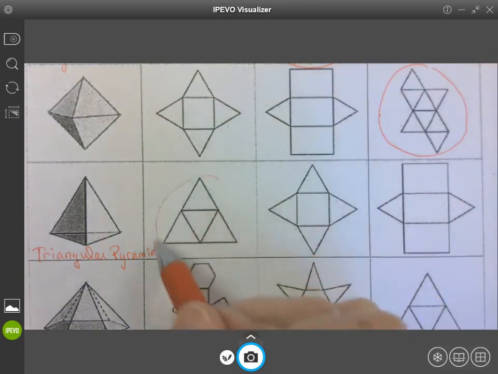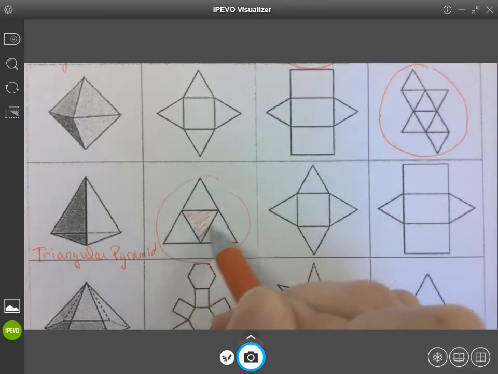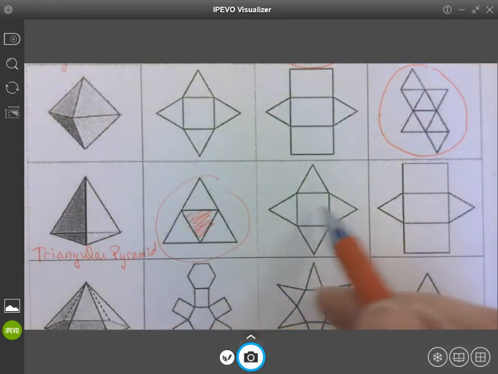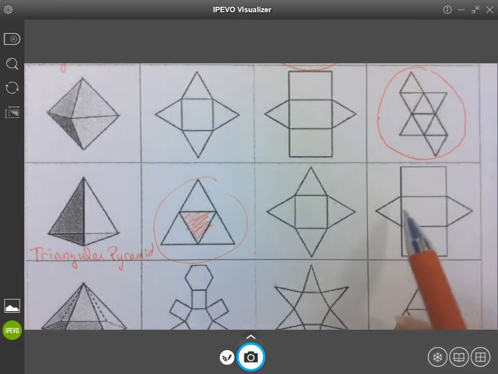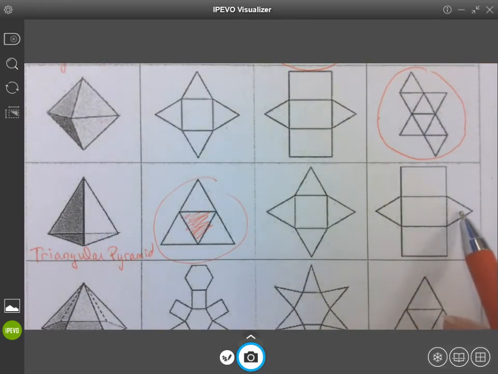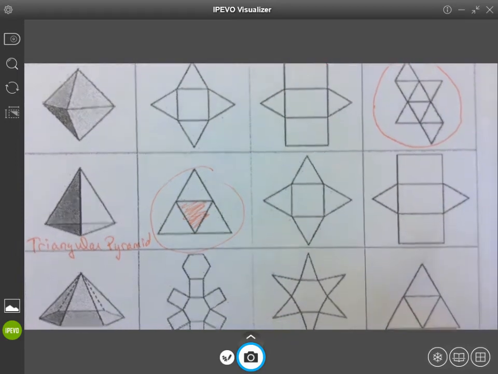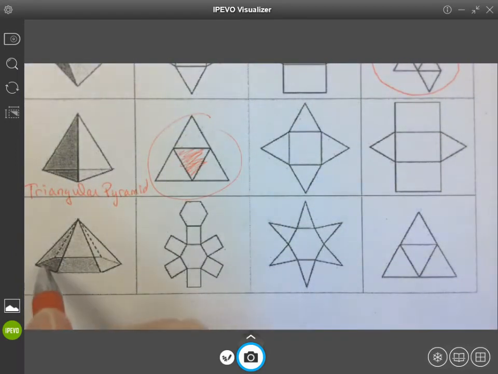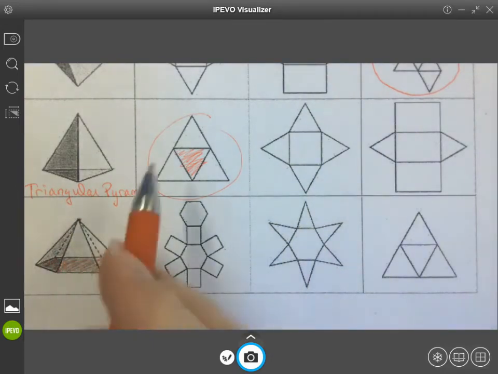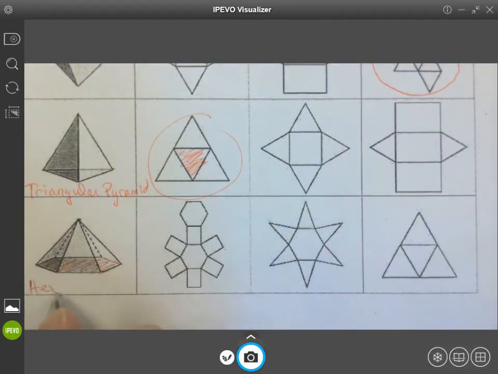All right, which is the net? Should be this first one. See your triangular base? This one is a pyramid, but it's got a square base. This one is a triangular prism because of the rectangular faces. Okay, how many sides does this base have? 6. The thing is, it comes to a point, guys, so it's a hexagonal what? It's a hexagonal pyramid.